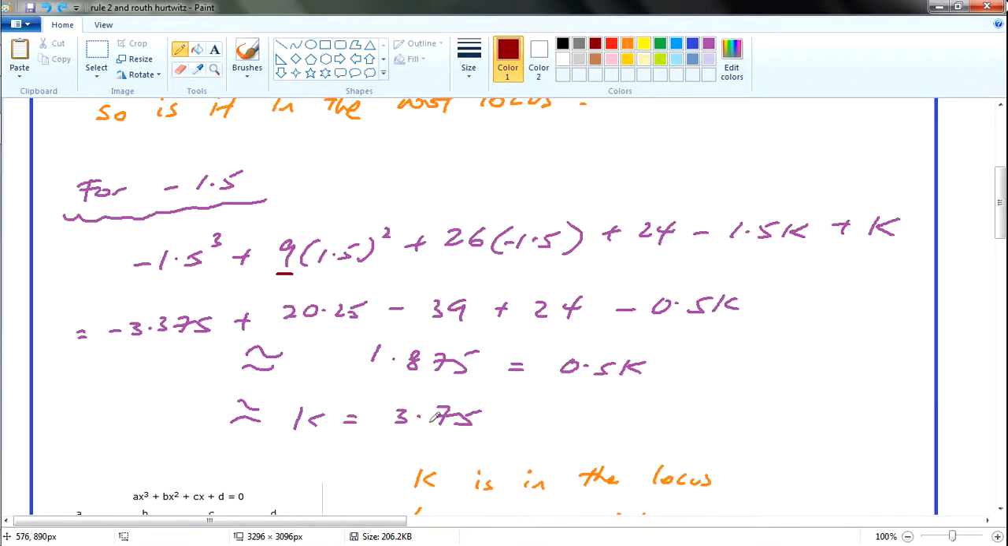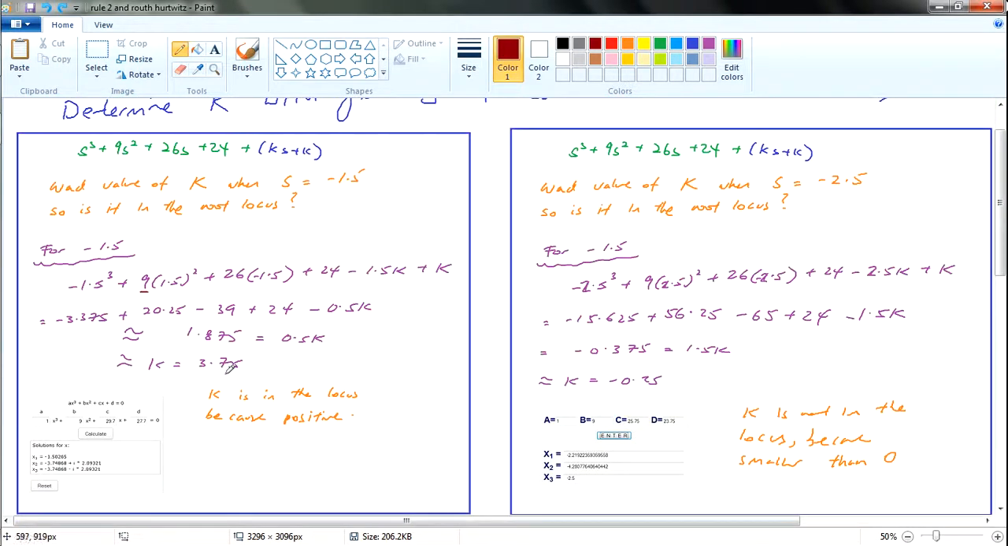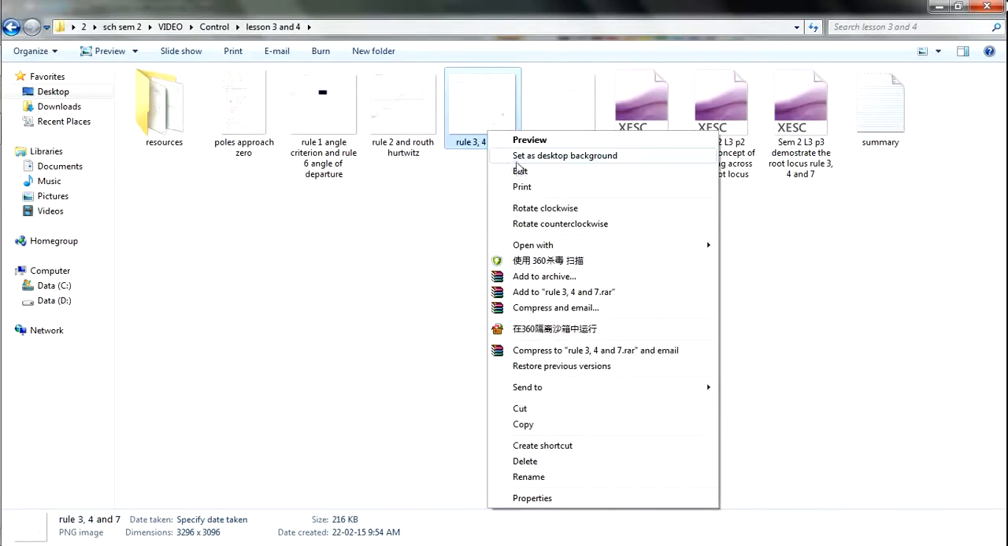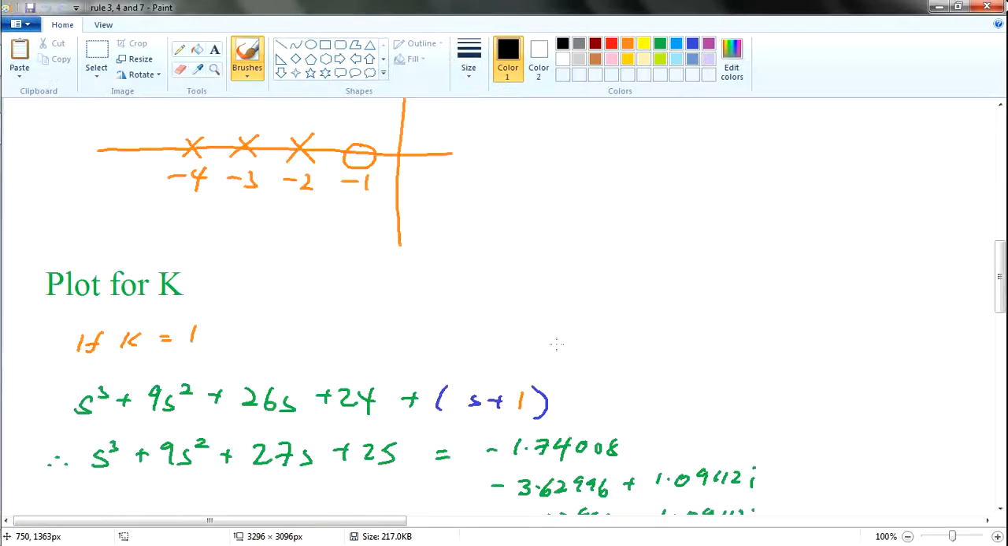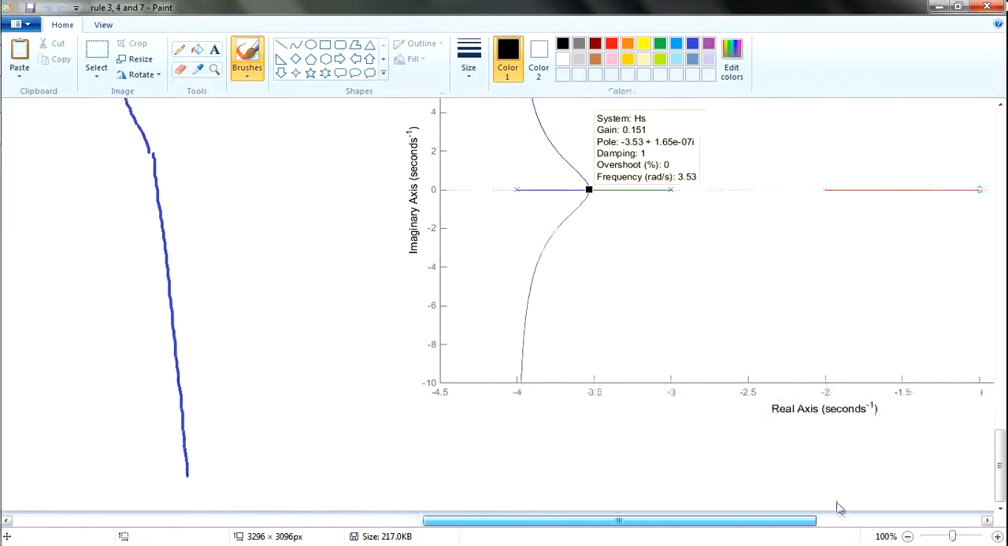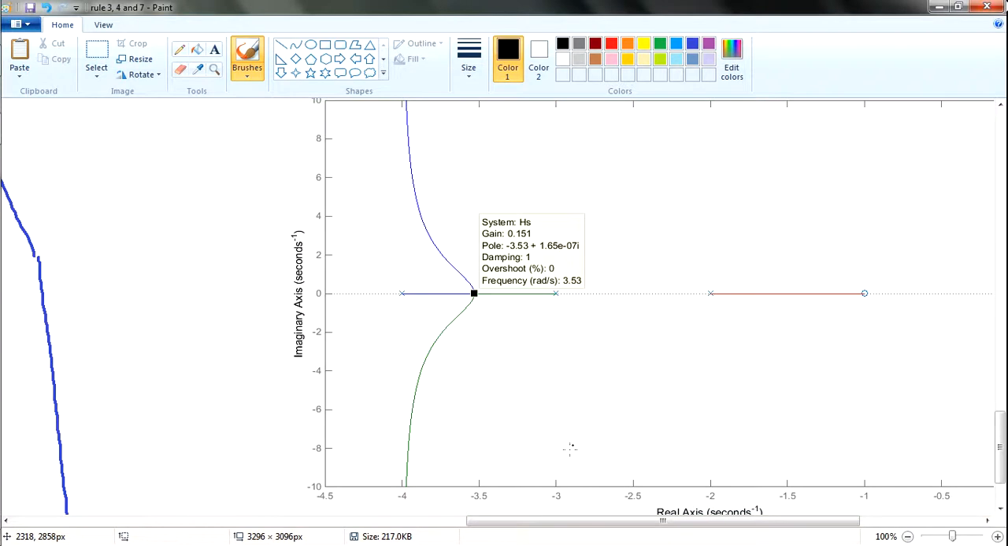So therefore you can see, if it's positive in this case, k is equal to 3.75. So it should be in the root locus, as you can see in the root locus plot. As you can see, 3.75 is around this region. It's around here, so it's in the root locus.